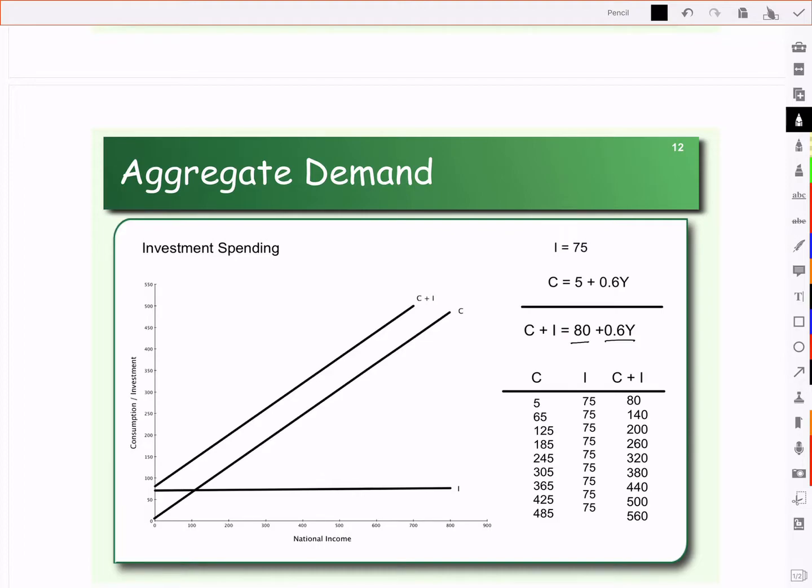So remember, investment spending, I equals 75, was a horizontal line. Consumption spending, because it was both autonomous and induced, started here at 5 and went up. We spend 60 cents of every dollar of income. And so then if we add the investment spending to the consumption spending, we're just shifting up that consumption function by 75. So we have C plus I. Now we need to look at G and X minus IM.